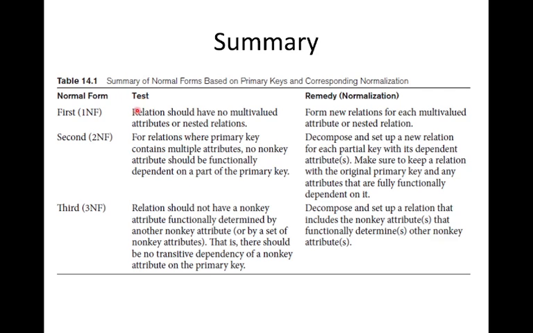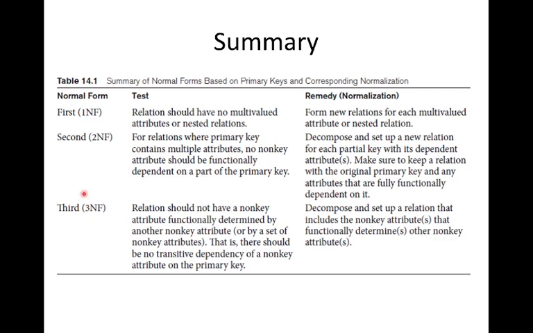So this is a summary of what we have learned. First normal form: a relation should have no multivalued attributes or nested relations. So form new relations for each multivalued attribute or nested relation. So that is what we have done there. In the case of second normal form, for relations where the primary key contains multiple attributes, no non-key attribute should be functionally dependent on part of the primary key. If that is the case, then decompose and set up a new relation for each partial key with its dependent attributes. Make sure to keep a relation with the original primary key and any attributes that are fully functionally dependent on it.